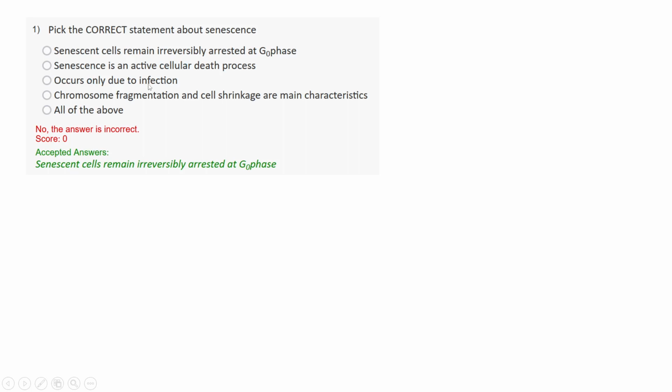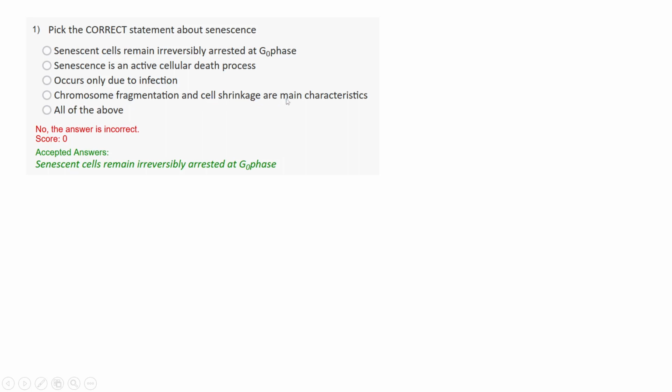Does it occur only due to infection? No, it does not occur only due to infection. Basically, it occurs if there is a higher number of replications in that cell, up to a limited number of times. After a limited number of replications, the cell will undergo senescence. So it does not occur due to infection.